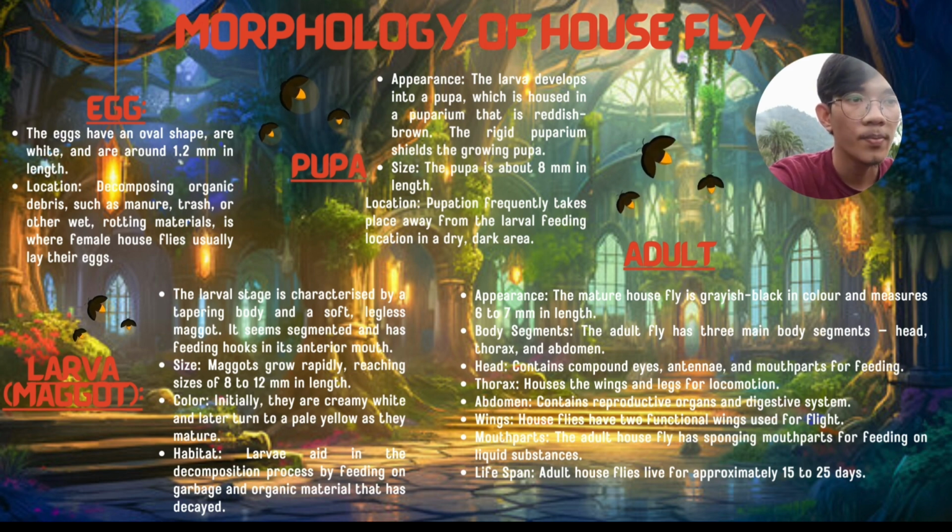For pupa appearance, the larva develops into a pupa, which is housed in a puparium that is reddish brown. The hardened puparium shuts in the growing pupa. For size, the pupa is about 8 mm in length. For location, pupation frequently takes place away from the larval feeding location, in a dry, especially dark area. For adults, appearance: the mature housefly is grayish black in color and measures 6 to 7 mm in length.